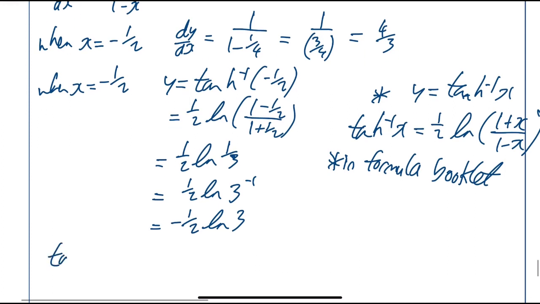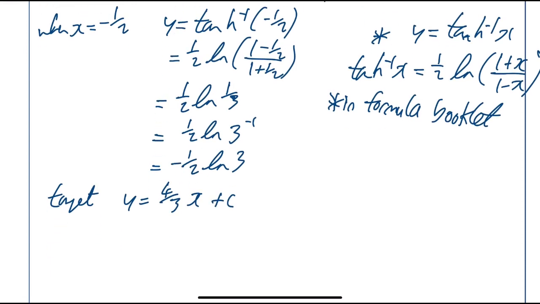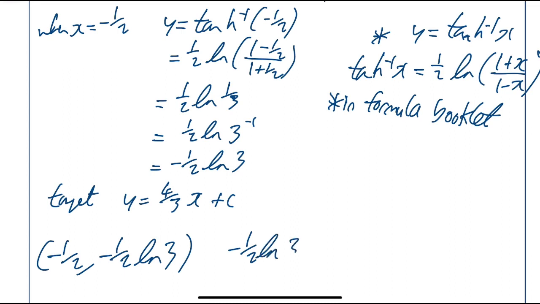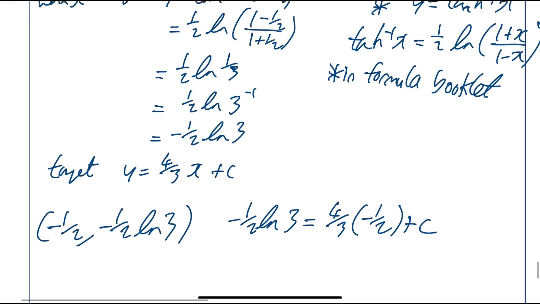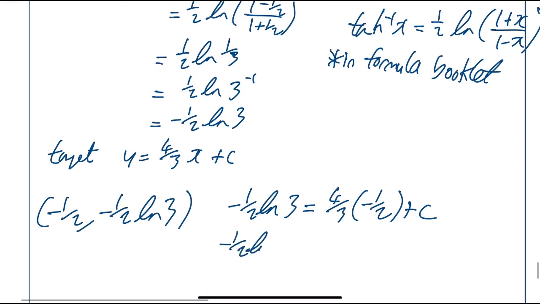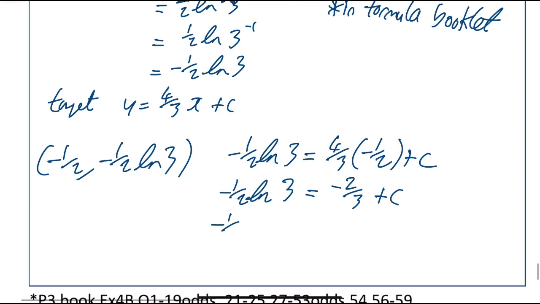So we're now trying to find our tangent. We knew the gradient was 4 over 3, and I'd just like to use y equals mx plus c. We're now going to sub in our point, which is minus a half, minus a half ln 3. So that means minus a half ln 3 is equal to 4 over 3 times minus a half plus your c. And that means minus a half ln of 3 is equal to minus 2 over 3 plus c. So bring that across, that's minus a half ln 3 plus 2 over 3 is equal to your c.